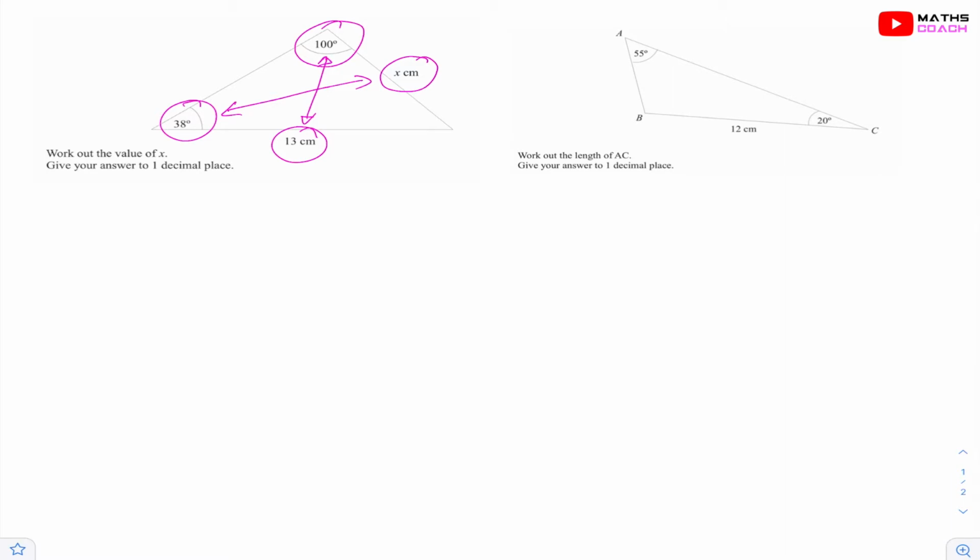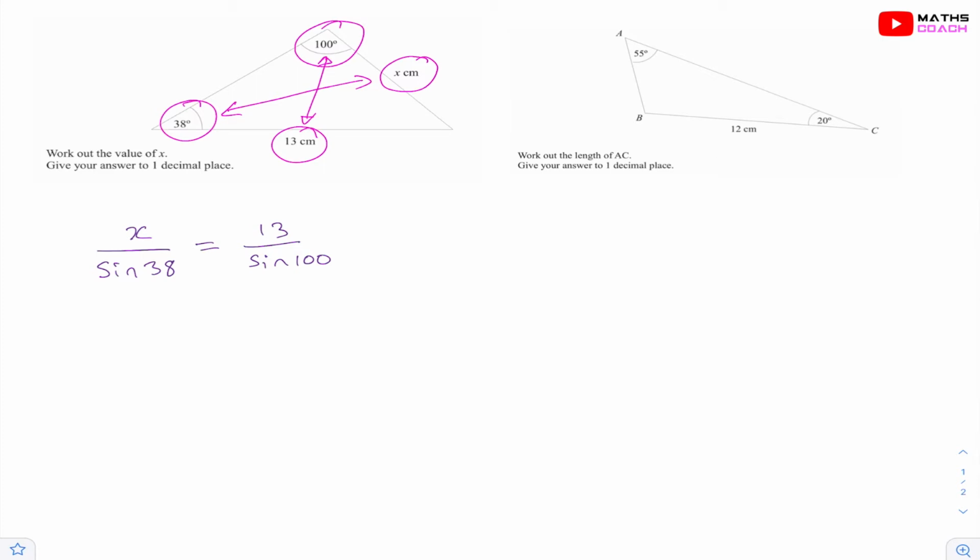So now we can apply the sine rule, and the sine rule works the following way. You want to have the x, which you're looking for, over its opposite angle, but you put a sine on there. So remember to put that sine on there. So you do sine 38, and you make it equal to the other one. So it will be 13, which is the side, over sine 100. So in this case, we are looking for the side x, and we want to give the answer to one decimal place. In order to do that, we need to get rid of the sine 38 here.